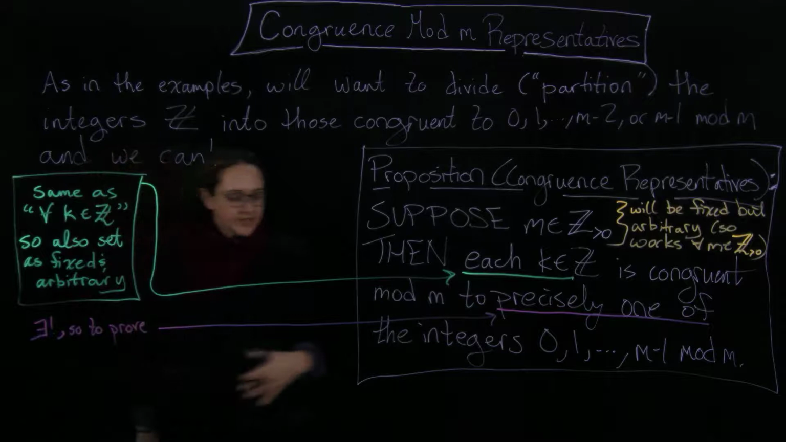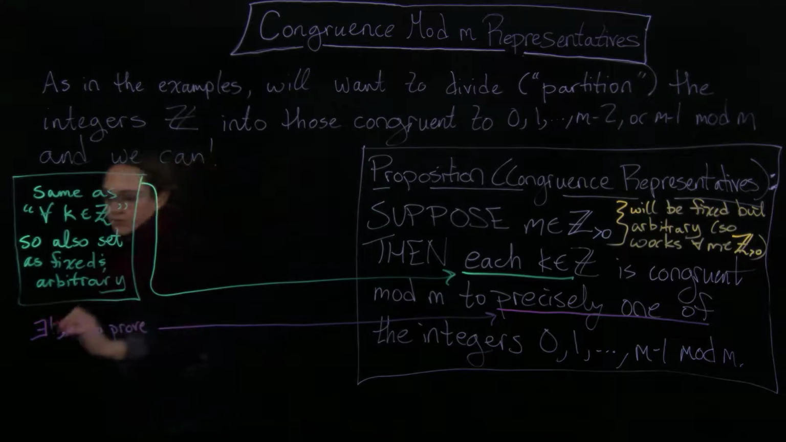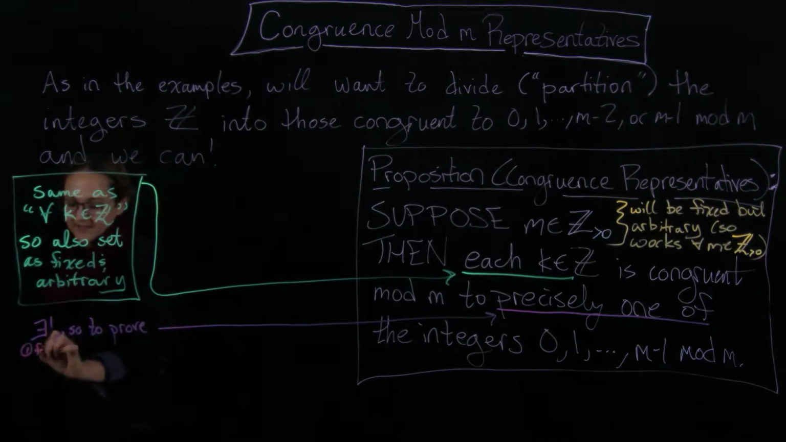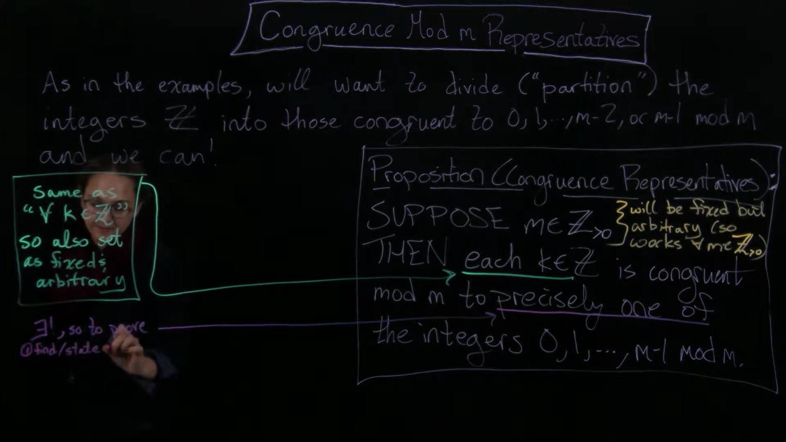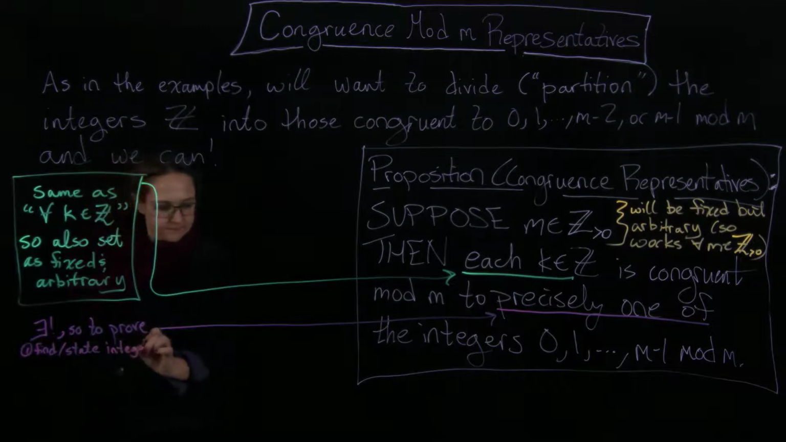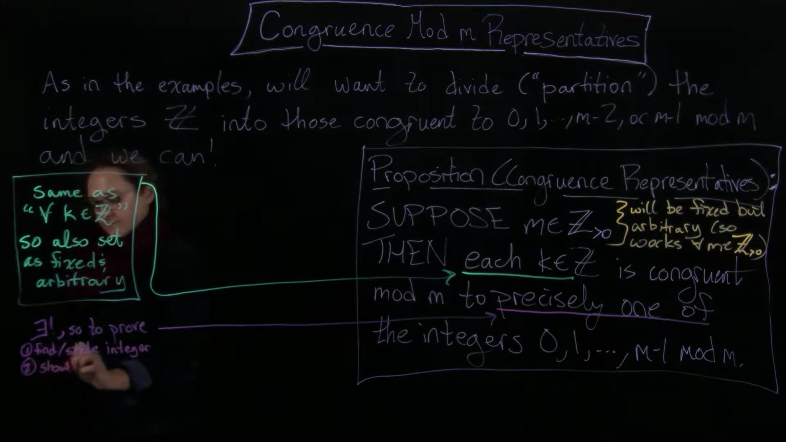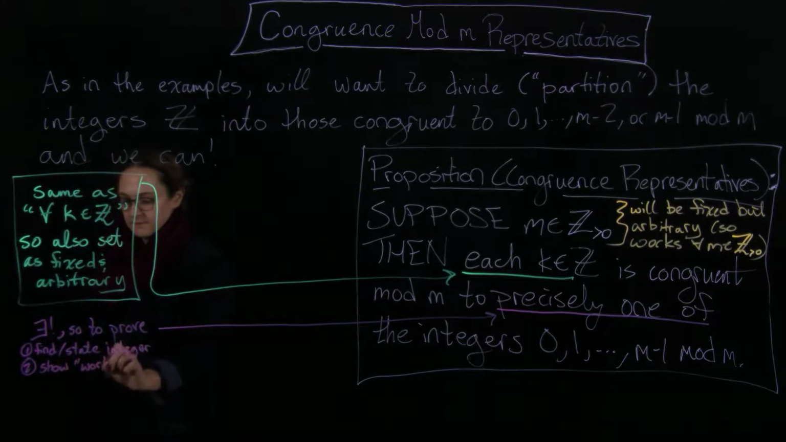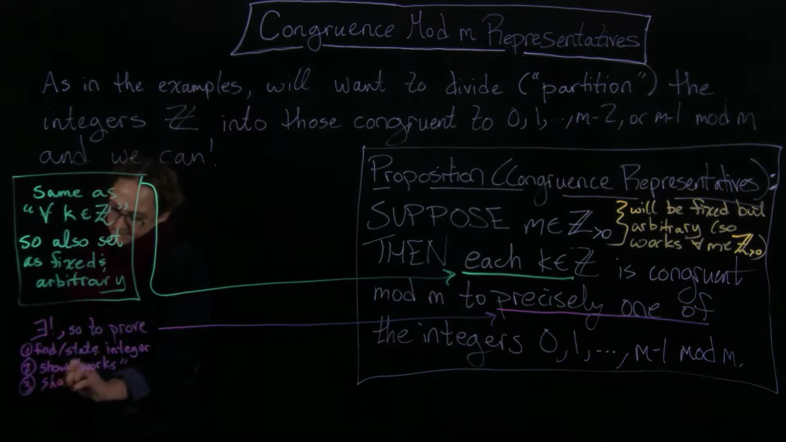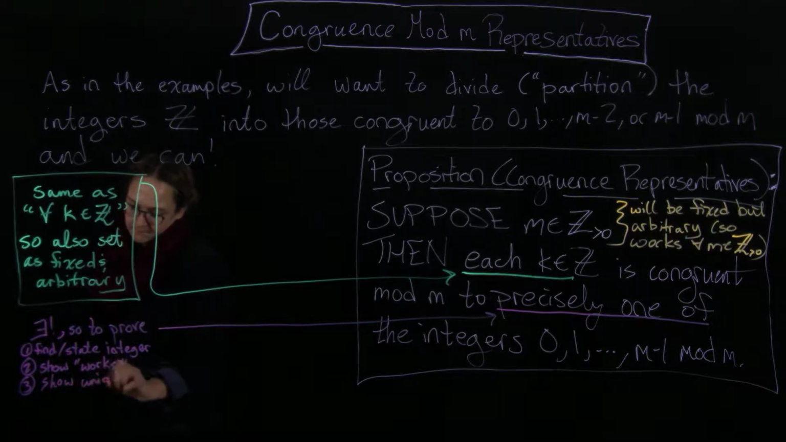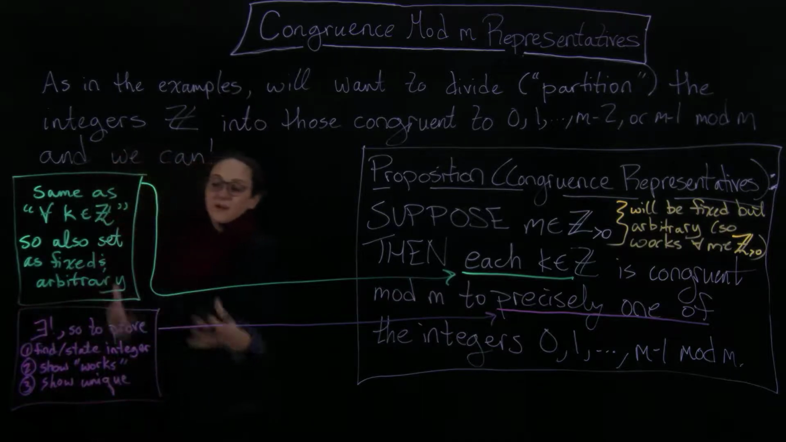you're going to have to actually find the integer, then show that it works and show that it's unique. So to prove it, you need to find and state the integer. Find it in your scratch work, state it in your proof. Right? And then you need to show that it works, and show it's unique. Okay? Now, that's to prove it, right?